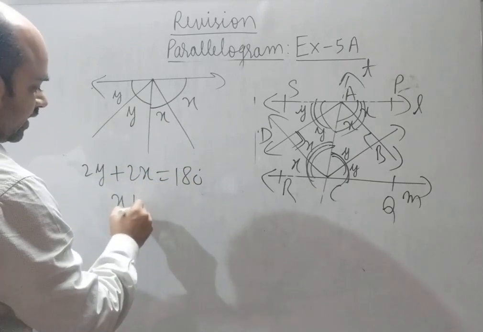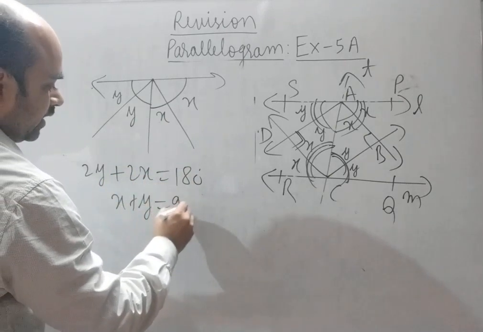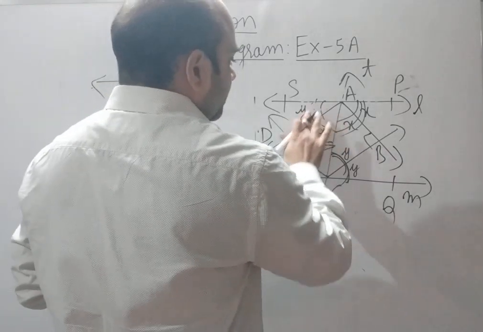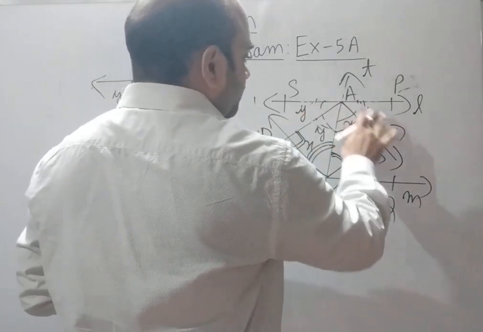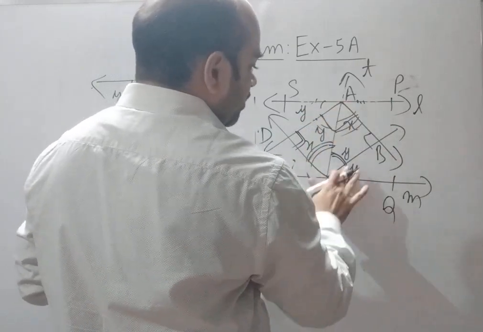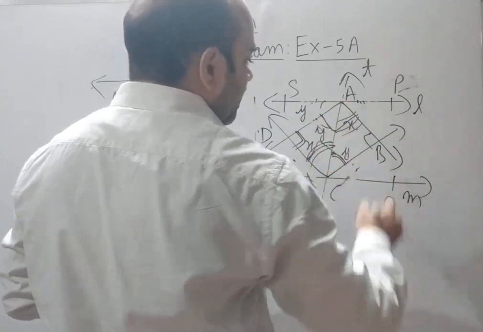It means again x plus y is 90. Already x plus y is 90. It means this angle, these two are x plus y, it means 90 degrees. These two are also x plus y, it means 90 degrees.